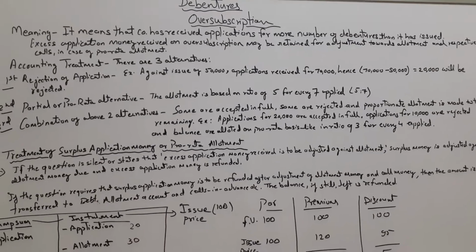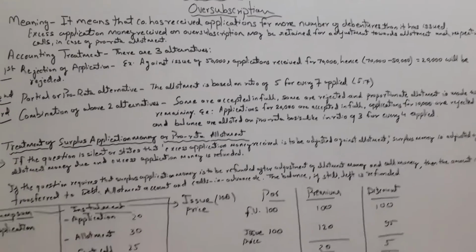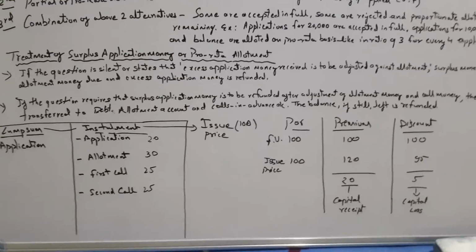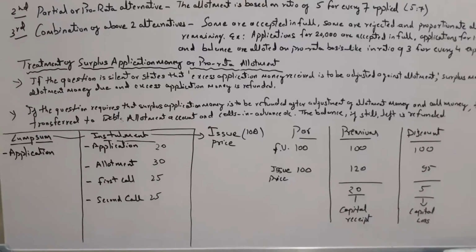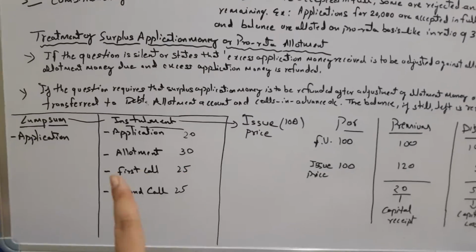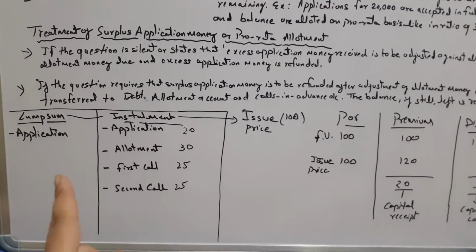Let's continue the topic of debentures from class 12th. In this video we will be discussing oversubscription. But before starting the lesson, let's have a quick revision of the last class, the last topic which we had completed. Here I have made a table of two columns, lump sum and installment.